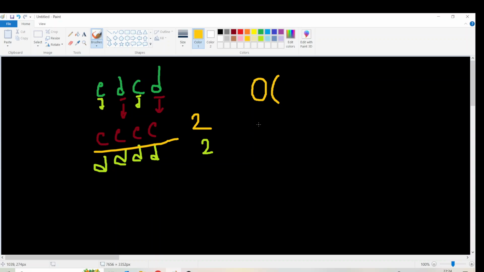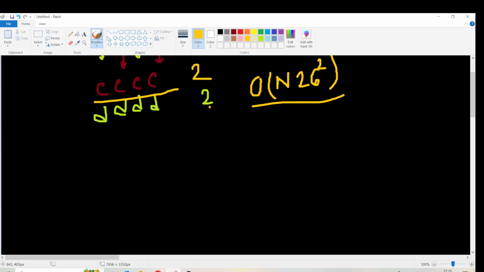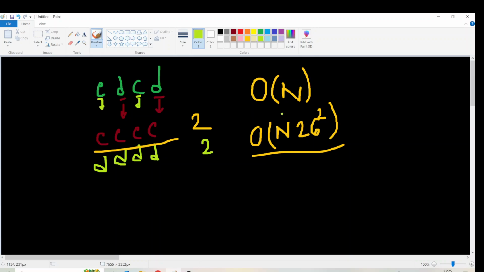So here n is 5 times 10 to the power 4, so order of n is definitely possible. Now here you can see that order of n times 26 squared is also possible. My solution is around order of n times 26 squared. This is also possible. Now I have given you the desired time complexity. Now let's discuss the solution idea.